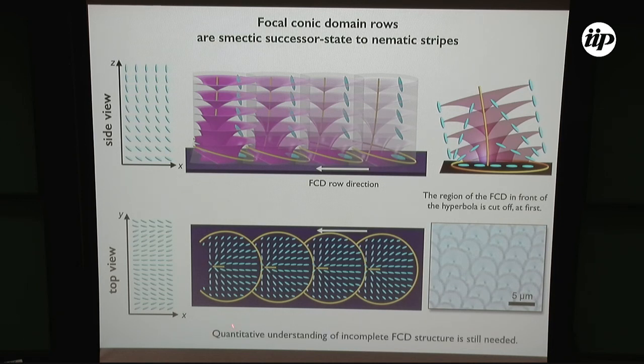So this is a qualitative understanding. The quantitative understanding is still missing. And we heard in Danilo's talk previously how difficult it is to simulate smectics in 3D. But we hope going forward to have some more quantitative understanding, for example, of what kinds of defect structures are needed to join this focal conic domain, incomplete domain, onto this one.